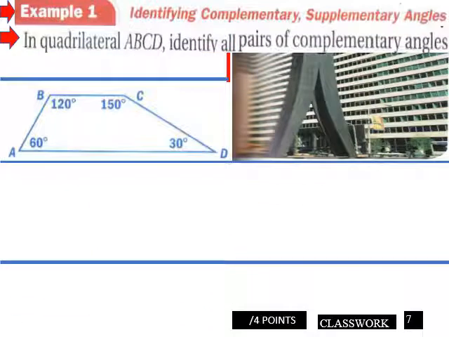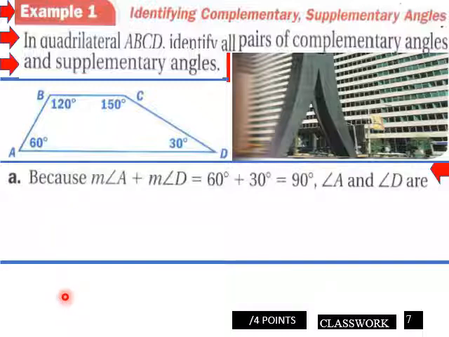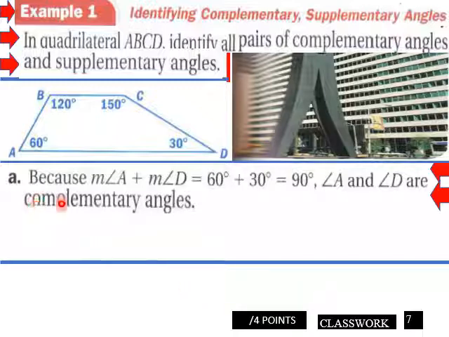So example one here, identify complementary and supplementary angles. In quadrilateral ABCD, identify all pairs of complementary and supplementary angles. The measure of angle A and the measure of angle D equals 60 right here. Then we have 60 plus 30 equals 90. Angle A and angle D are called what? Complementary angles because they add up to 90 here.